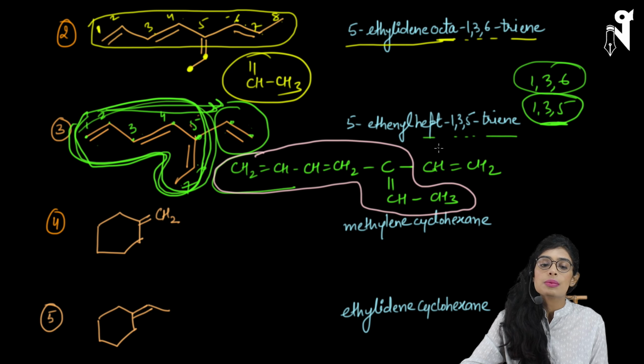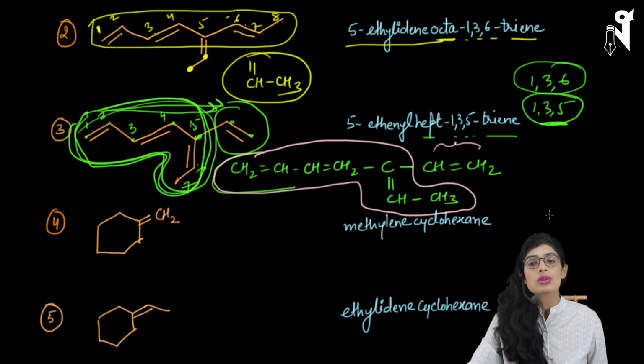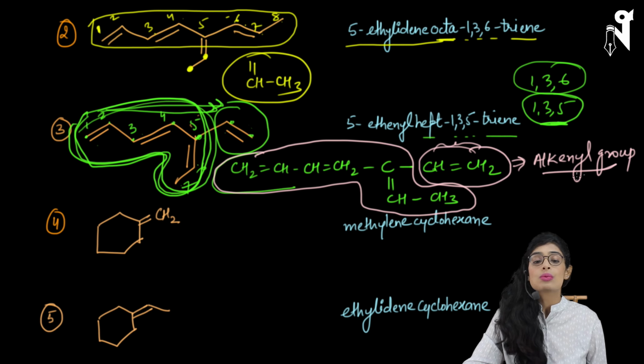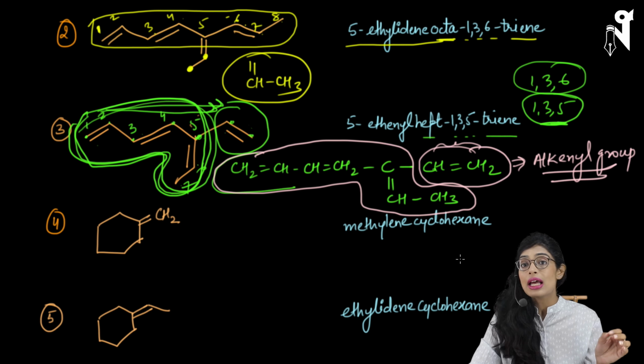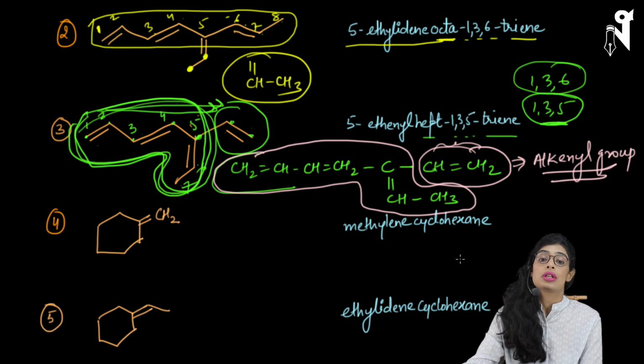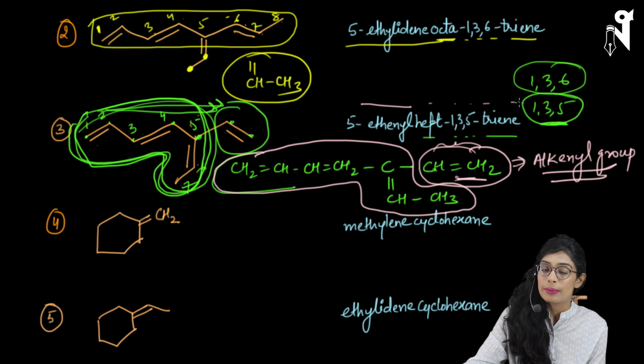Okay, so it is clearly visible that this particular branch is not attached to the principal carbon chain using a double bond. Instead, it carries a double bond inside. So this is not an alkylidene. Instead, this is an alkenyl group. I hope you have understood the difference between an alkenyl group and an alkylidene. An alkylidene is a normal carbon chain connected to the principal carbon chain using a double bond, whereas an alkenyl group is an alkene branch. So the name is going to be 5-ethenylhept-1,3,5-triene.